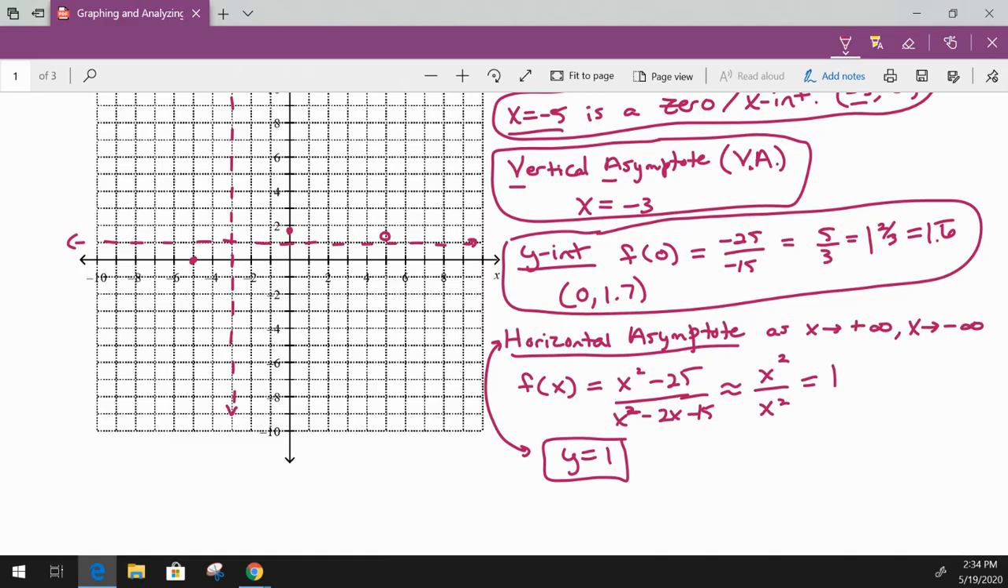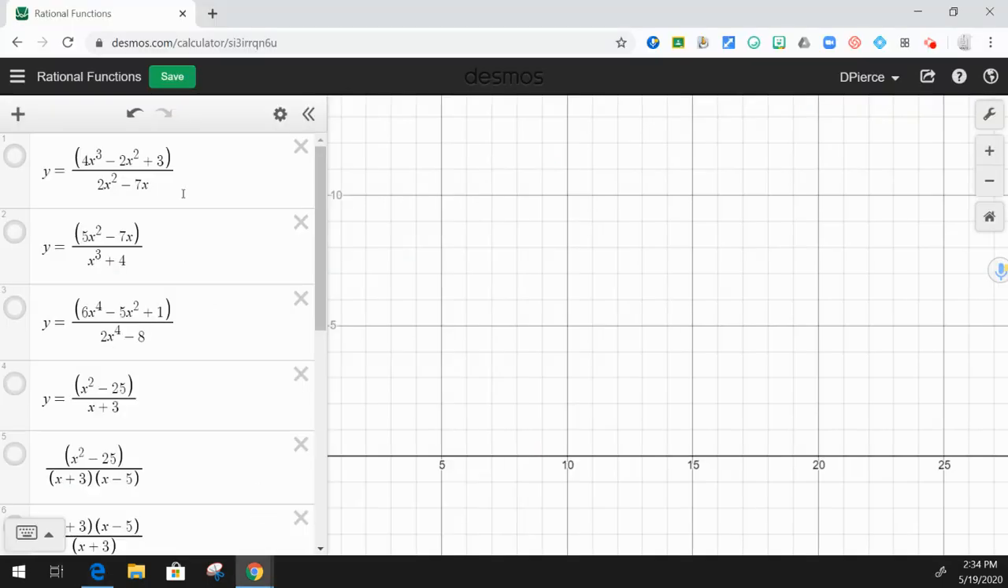Or, well, actually, I take that back. It could possibly cross it, but as we go to positive and negative infinity, it does get closer and closer to that line. All right, so we have a few things to work with: our horizontal and vertical asymptotes. At this point, I am going to switch over to Desmos, which is a great place to get an idea of what the graph looks like.